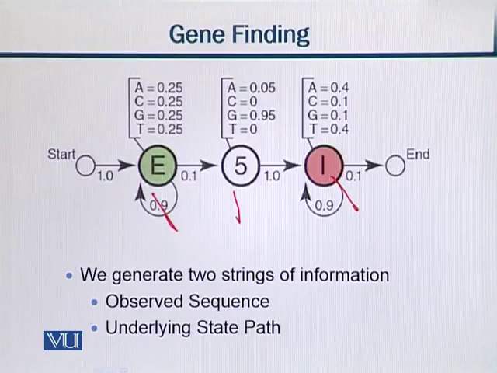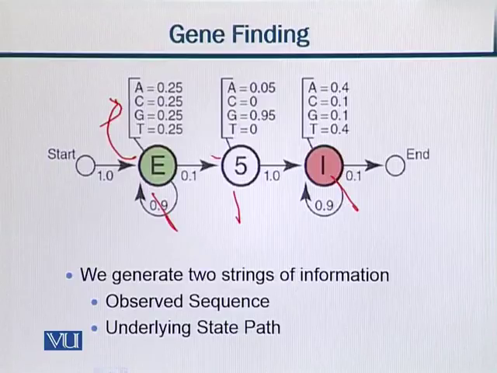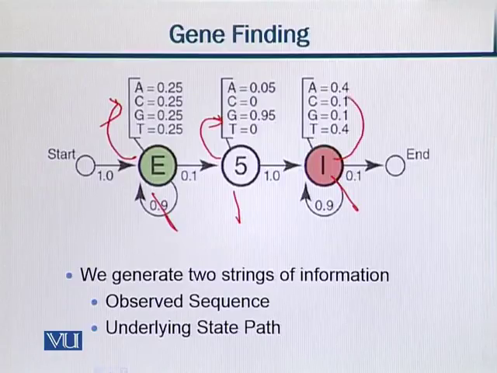For each of these states, we have emission properties which are shown here. For exons, we have 0.25 probability for A, C, T, G. For all the bases, it's equal. For the 5' splice site, we have a high probability of G only, which is 0.95, and the remaining 0.05 is for A only, and others are 0. For introns, we have this emission probability table, which is shown here.